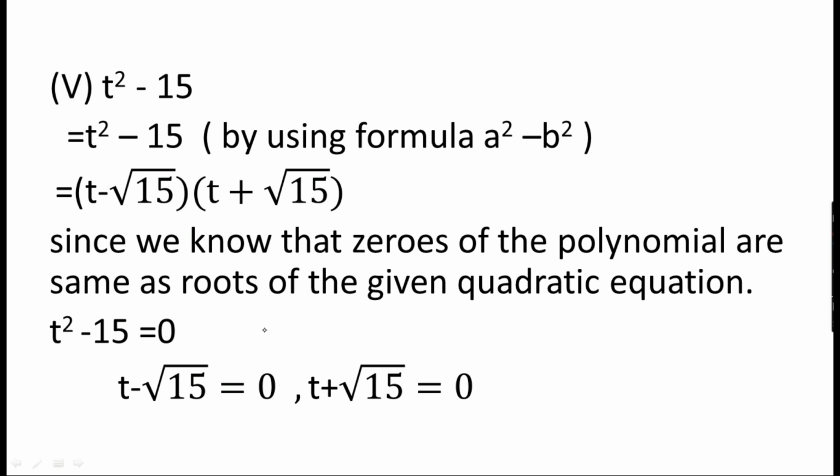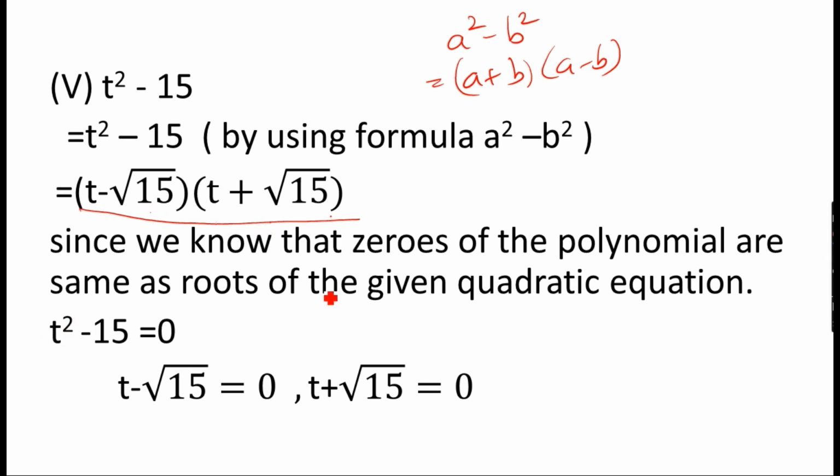Now, let's come to part 5 of this question. Here we are given t square minus 15. On using the formula a square minus b square is equal to a plus b and a minus b, on putting the values in the formula, we get this equation: t minus root 15, t plus root 15. Since the zeros of the polynomial are the same as the roots of the given quadratic polynomial, t is equal to root 15, t is equal to minus root 15.